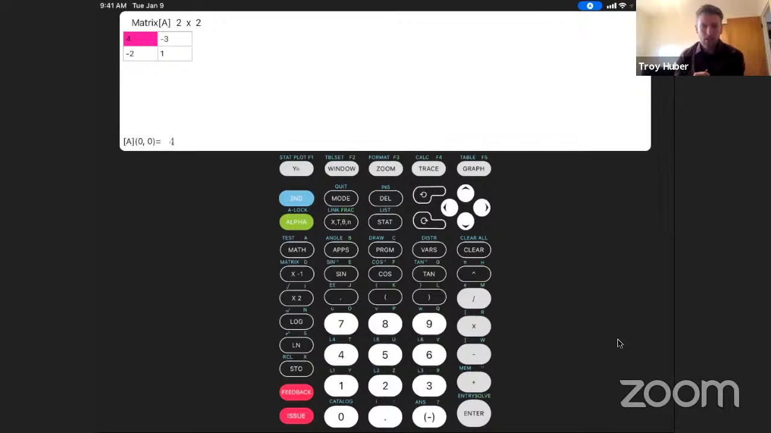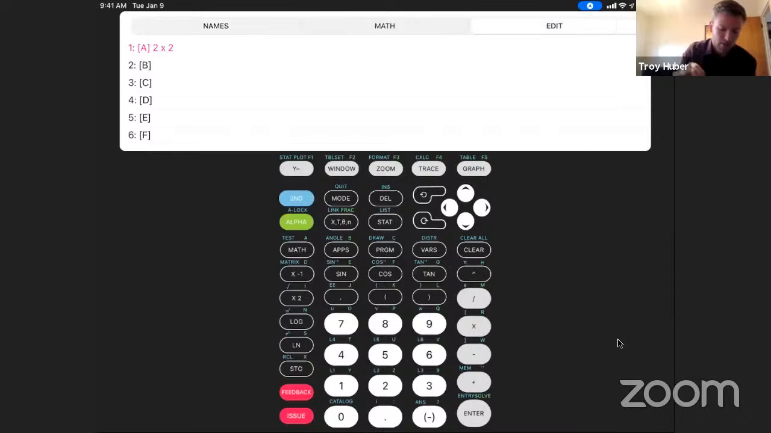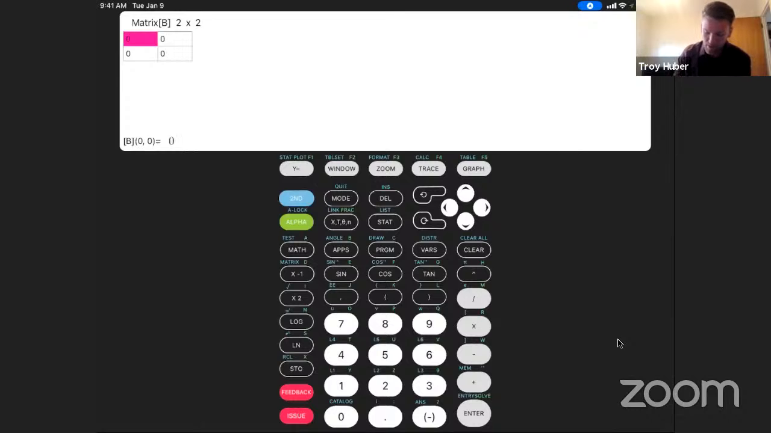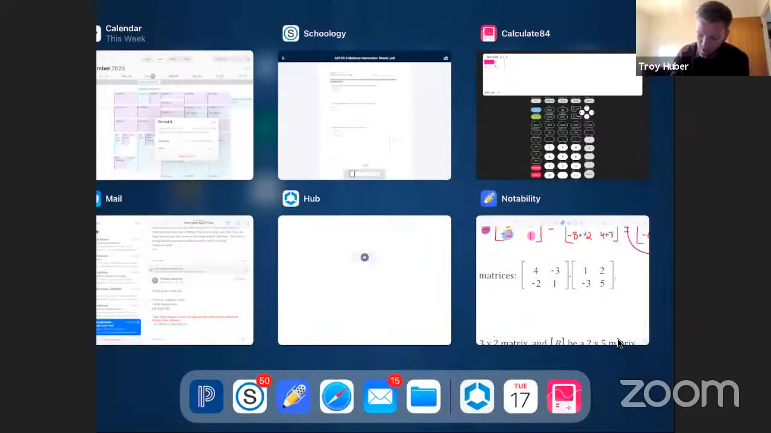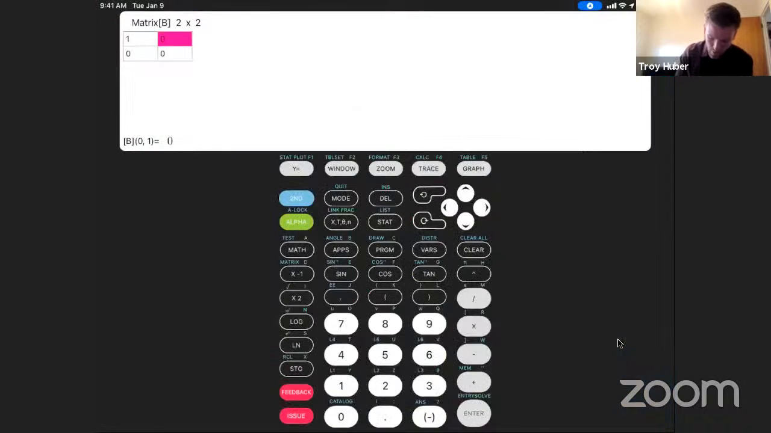Okay, once you finish typing that matrix in, I always tell students to do second quit and then second matrix again. And now let's edit matrix B. Matrix B is also a 2 by 2 matrix, and it's 1, 2, -3, 5. All right. And then second quit.